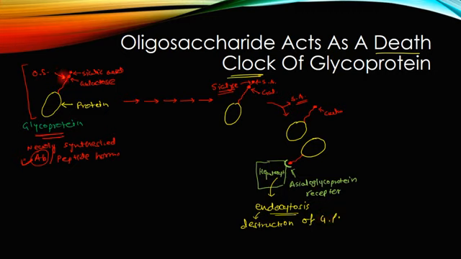So essentially we can say that when this glycoprotein was synthesized, it had its biological clock, its death clock, which is guarded by the sialic acid. Once the function of this glycoprotein is over, the sialic acid is removed, and once the sialic acid is removed, immediate destruction of this glycoprotein occurs. So the oligosaccharide part acts as a death clock of the glycoprotein. So this is the brief overview about glycoproteins and oligosaccharides. We will see the details about glycoproteins in a separate section.